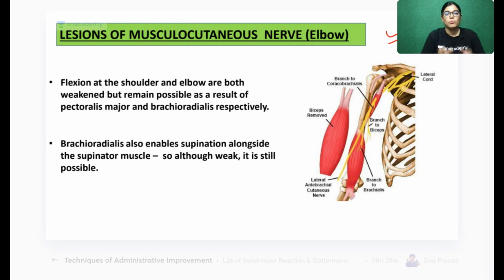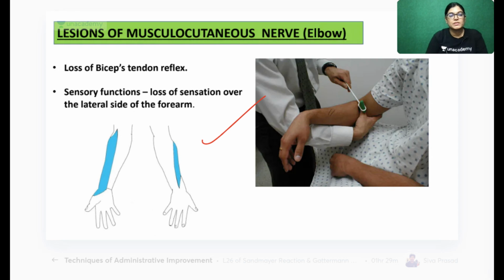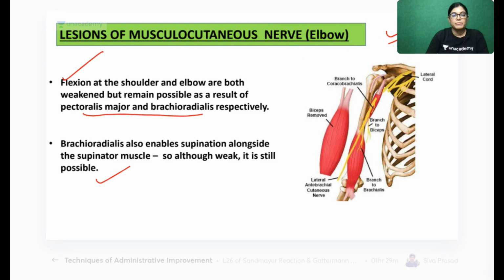In lesions of musculocutaneous nerve, the flexion of the shoulder and elbow are both weakened but remain possible. Why is the full loss of supination and flexion not seen? Because pectoralis major and brachioradialis are still active. Brachioradialis also enables supination along with the supinator muscle. So weakness will be there, but full absence of these functions will not be there. Also, loss of biceps reflex and loss of sensation on the lateral aspect of forearm will be present in the patient. So got it?